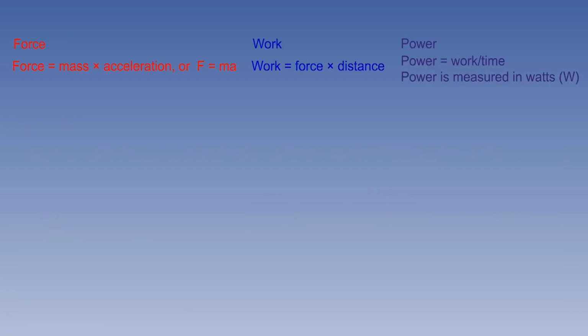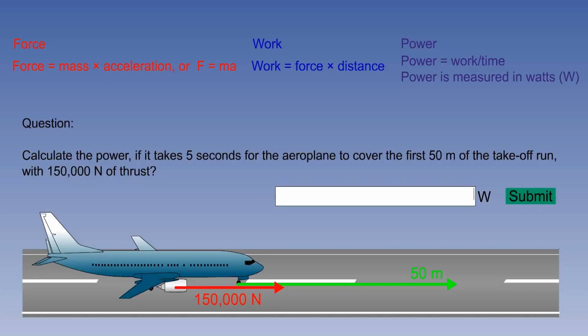Power is the rate of doing work, and is therefore expressed in an equation as power equals work divided by time. The unit of power is the watt, which is designated by the letter W. Returning to our previous example of an aeroplane on a runway with 150,000 newtons of thrust, calculate the power to cover 50 meters in 5 seconds. Type your answer in the box and click to submit.